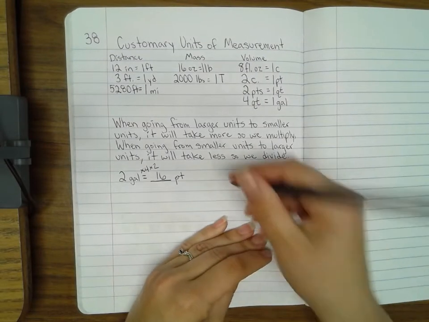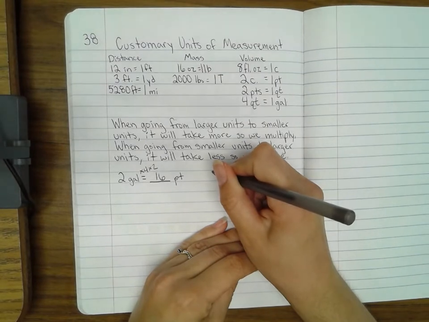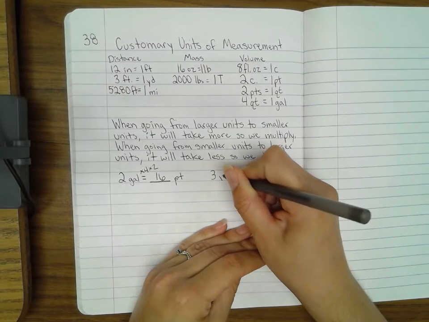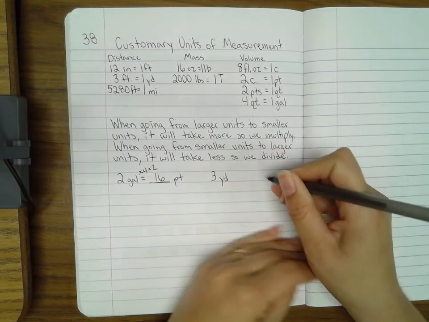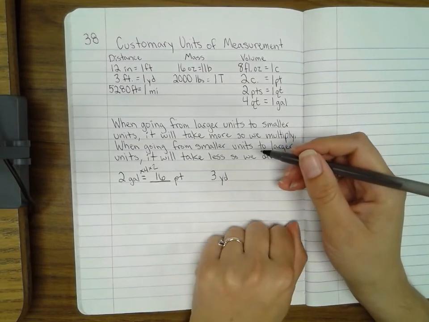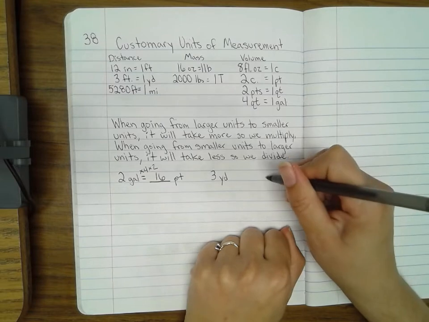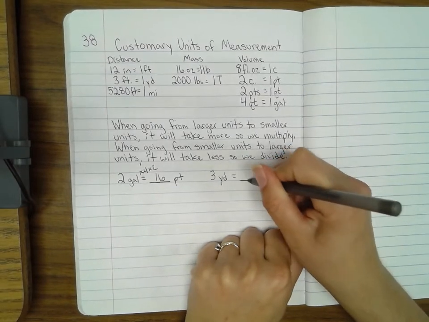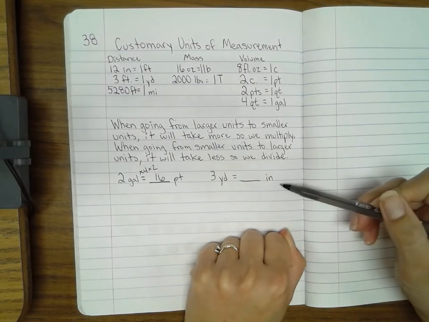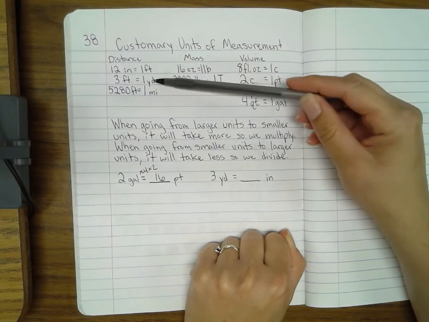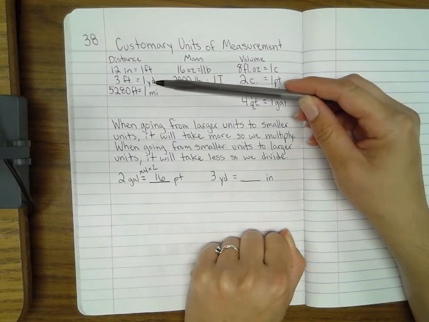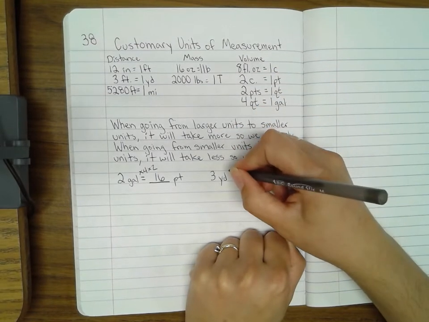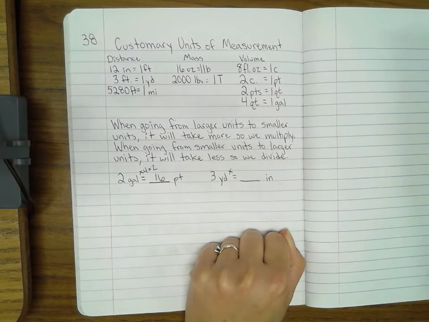Okay, let's try another example. Just skip a little space on that same line. We're going to go 3 yards, and we're going to turn that into inches. So I'm going from yards to inches. Once again, yards are larger than inches, so I'm going to need more inches, so my number is going to get bigger. So I'm going to times. Now I just need to decide what I need to times by.